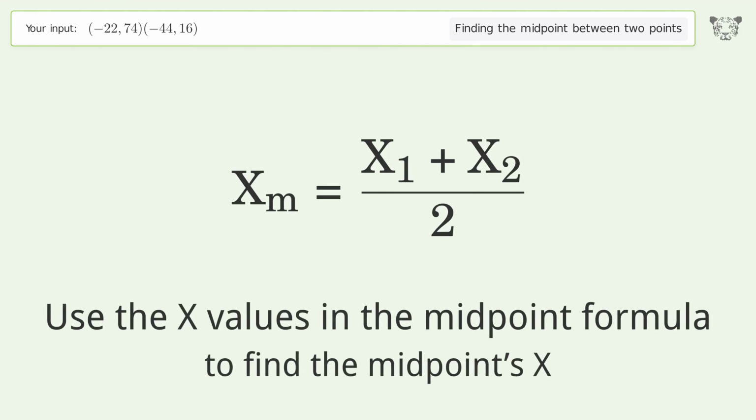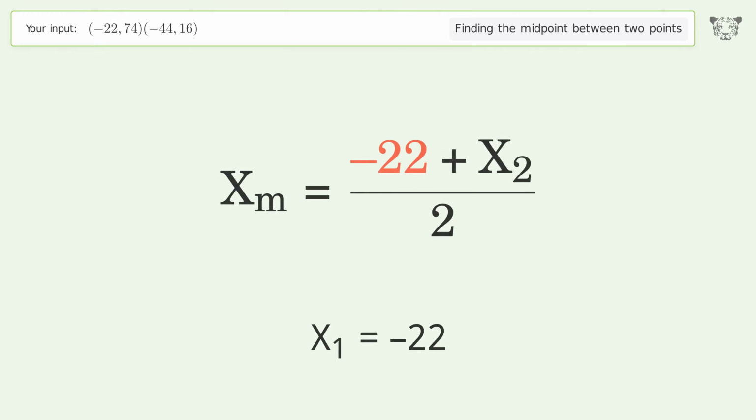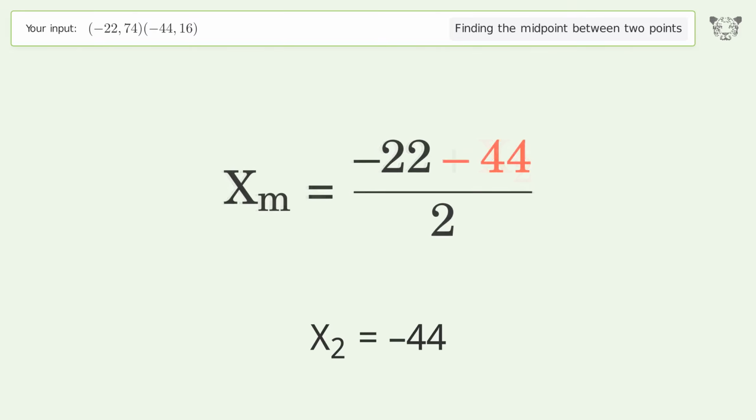Use the x values in the midpoint formula to find the midpoint's x. x1 equals -22. x2 equals -44. Simplify the arithmetic.